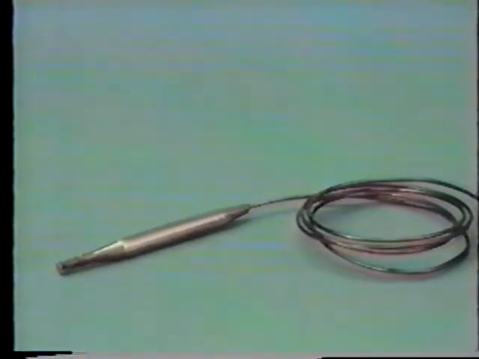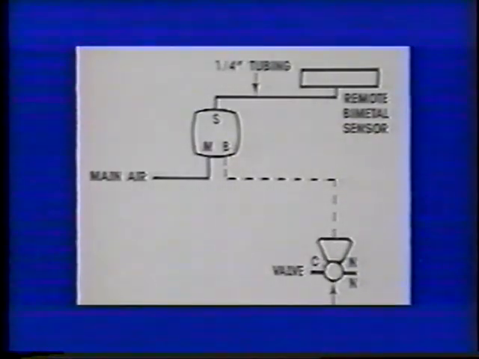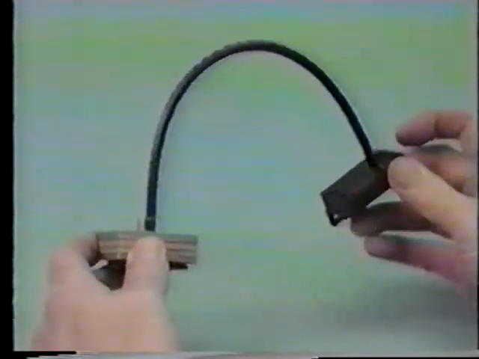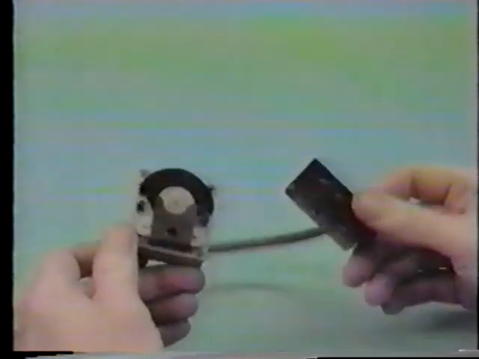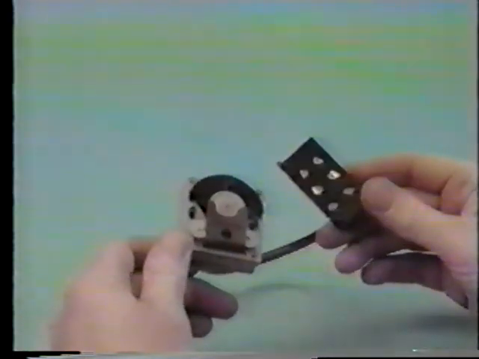Some competitive models utilize a bulb and capillary arrangement to provide the same function. Shown here is a characterization of this type of application. A piece of 1/4-inch tubing is used to connect the remote sensor to the thermostat body. This allows for easy routing of the tubing, less the usual problems associated with handling a bulb and capillary installation.